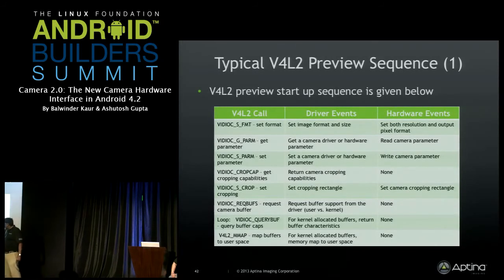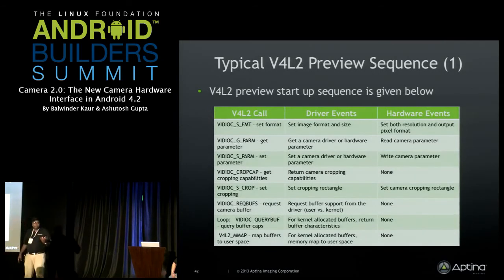So request buffers you have to do, this is mandatory. Suppose the buffers are allocated in the kernel space in the driver, then you want to get the buffer attributes into the user space for your programming, then you need to do query buff. So query buff will return you the buffer characteristics. And since the buffers are located in the kernel, you definitely want to map them to be able to use them in the user space. So that's why you do mmap here.